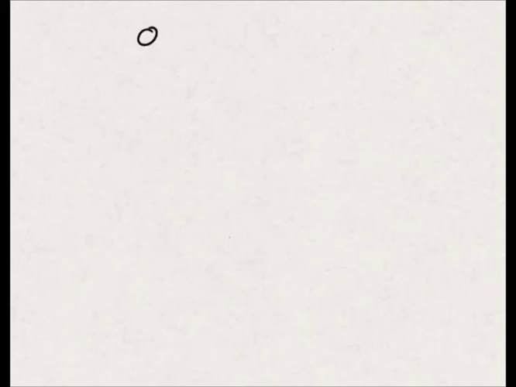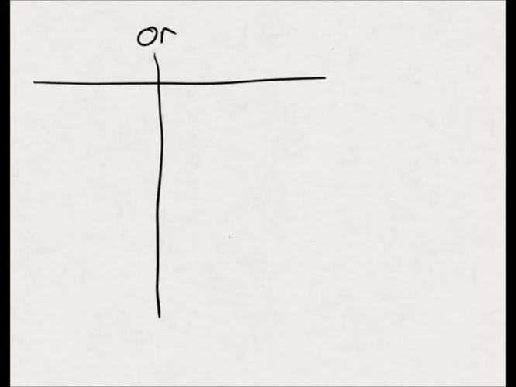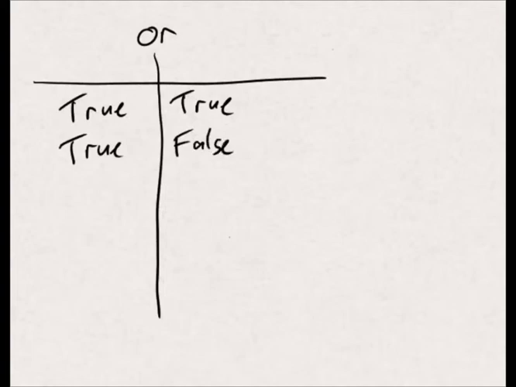Let's look at the OR statement. We'll do this a little bit more quickly. But like the AND, the OR statement takes 2 inputs. And each of those inputs can either be true or false. So the 4 combinations are true and true, true and false, false and true, and false and false.